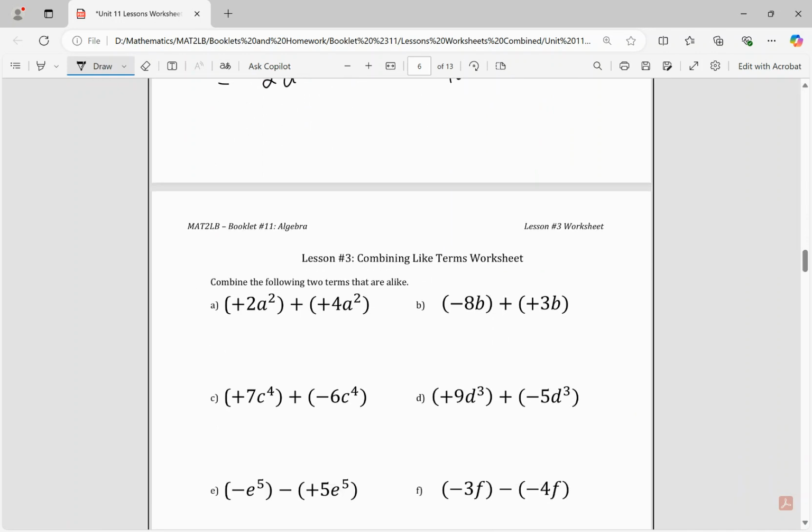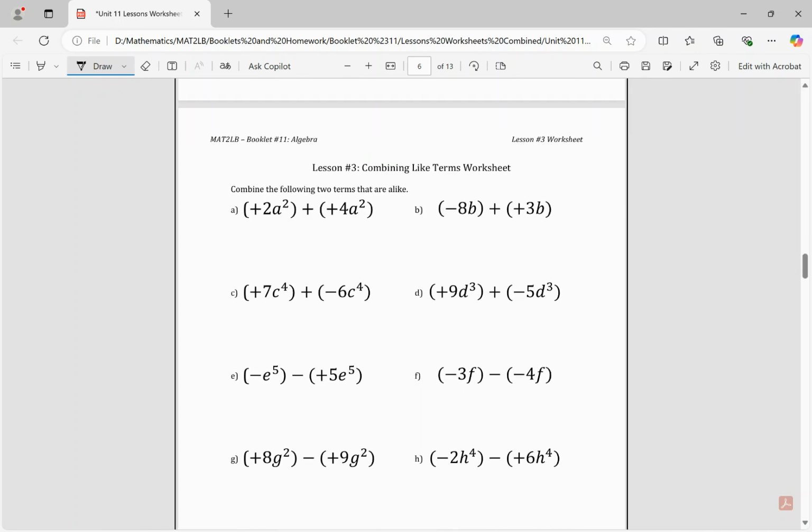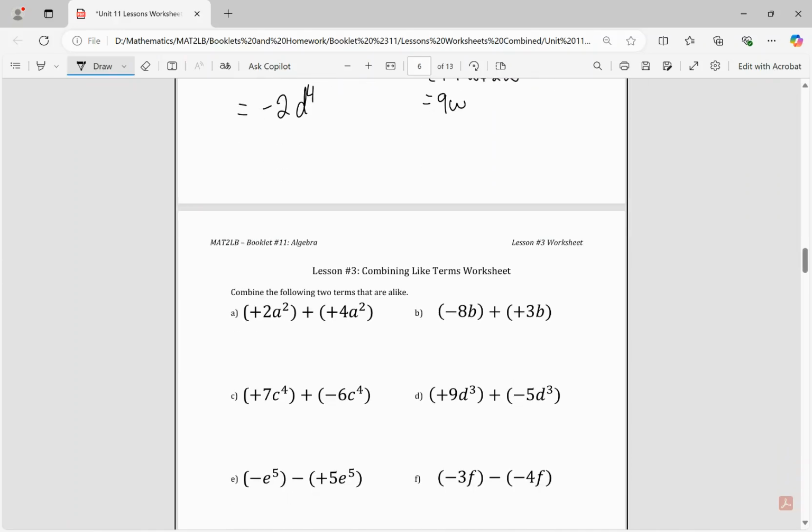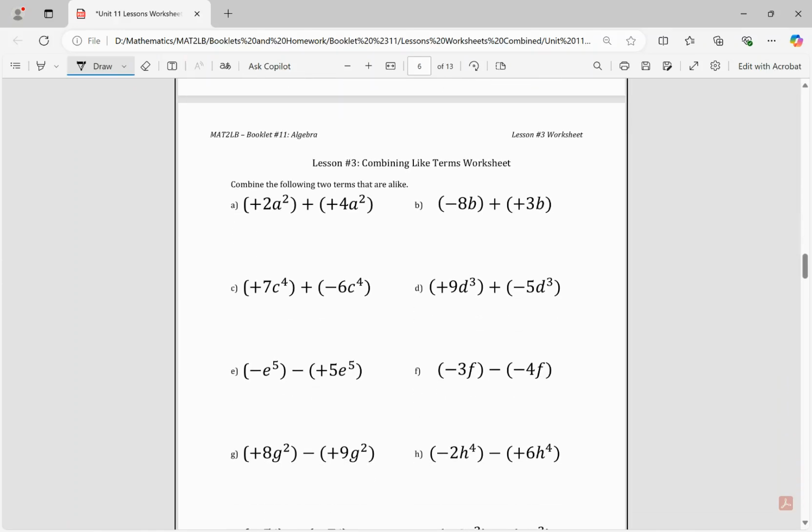Okay, that's about it for the lesson. Hopefully my voice improves soon so you don't have to listen to this for much longer. But take some time to work on the Lesson 3, Combining Like Terms worksheet.